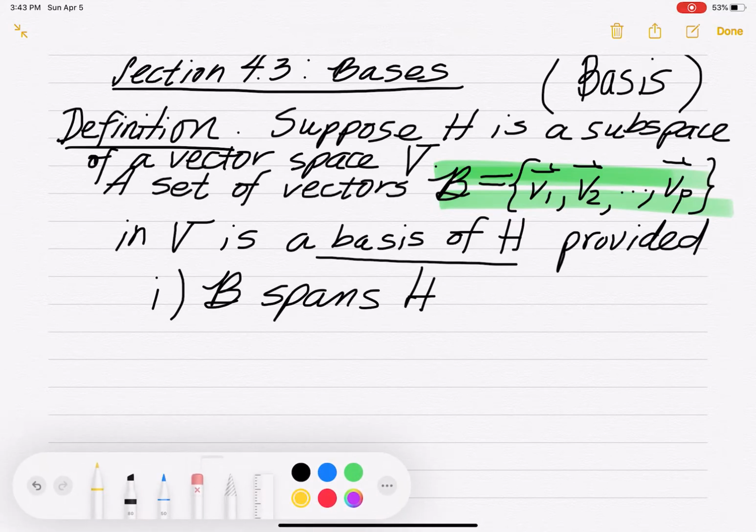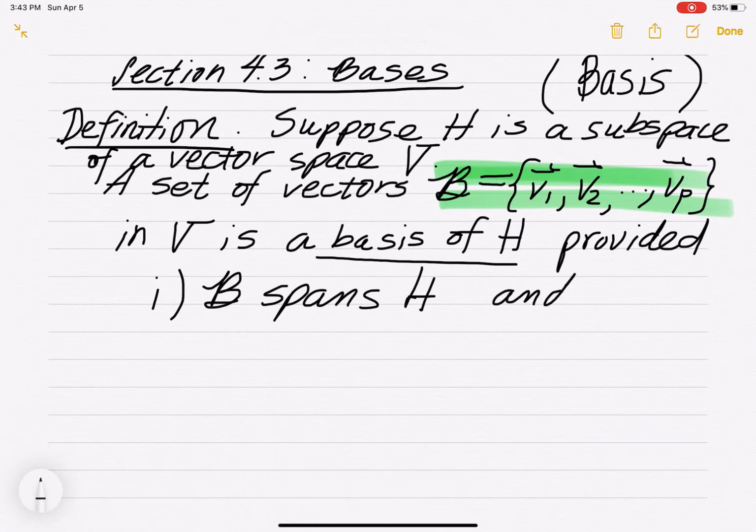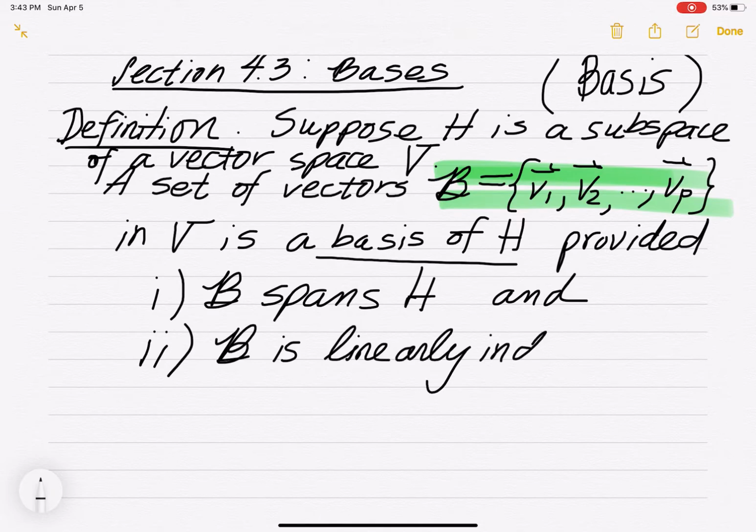And second criterion, not only does it have to span the subspace, but B has to be linearly independent. So that set of vectors is linearly independent. That means none of the vectors can be written in terms of the other vectors. They don't depend on each other in any way. That's a big result, really big result.